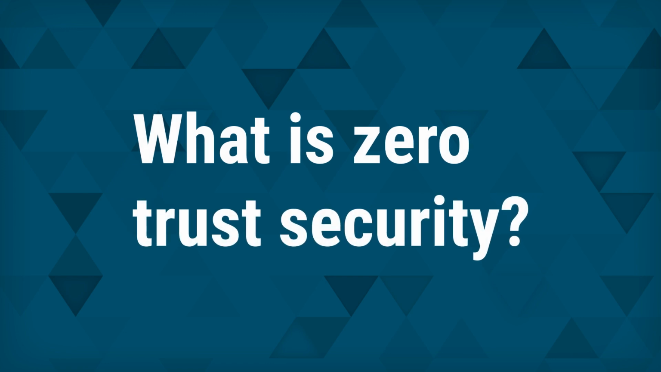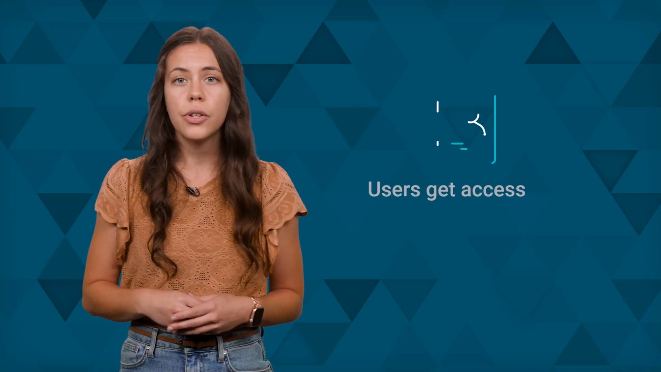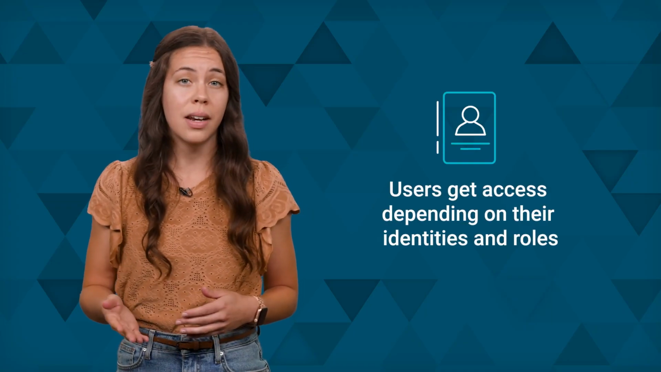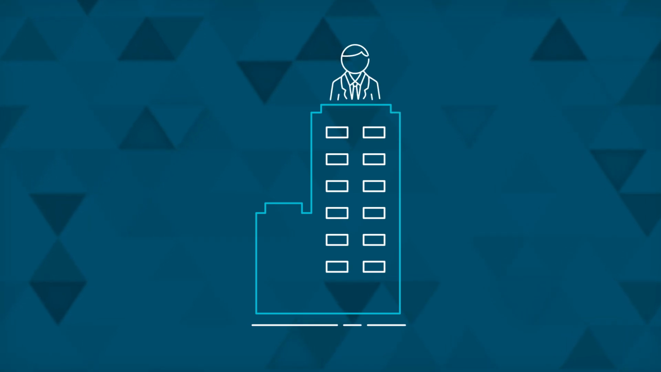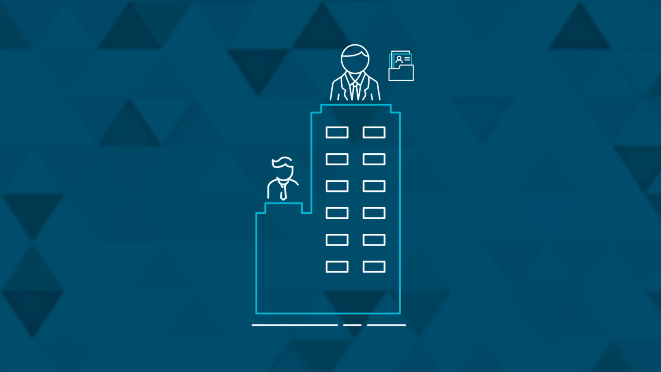So what exactly is Zero Trust? It's an approach that takes the focus off the location of users and devices relative to the perimeter, that is, whether they're inside or outside. Instead, users get access depending on their identities and roles. For instance, a senior manager in the HR department would have access to personnel records, while that access would not be available to a junior sales executive. It doesn't matter if they're at the office, at home, or anywhere else.